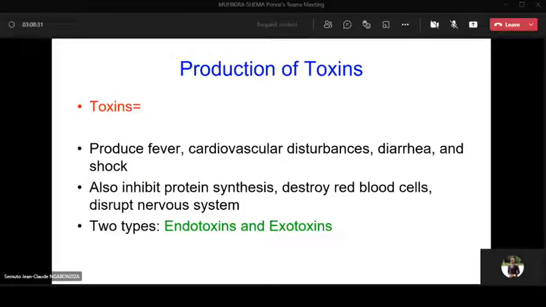We have also seen that production of toxin can lead to fever, to cardiovascular disturbance, diarrhea, and shock. So we have two types, endotoxin and exotoxin.